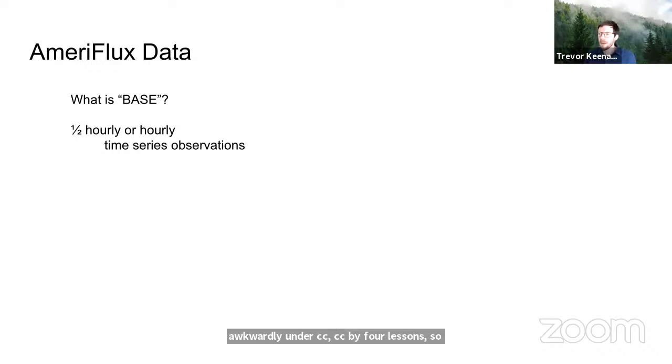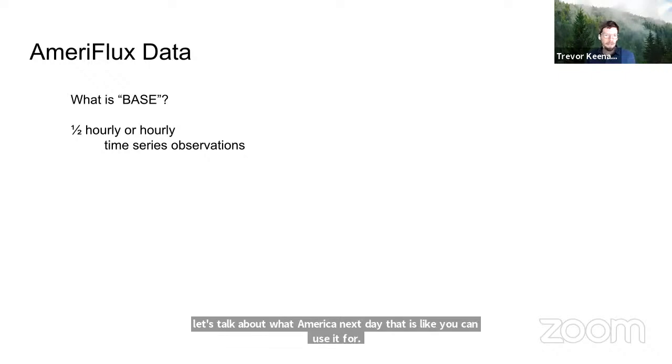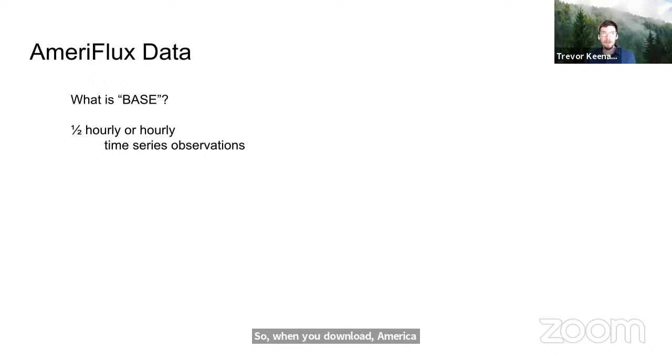So now that we know the data use policy and what you need to do when you're using the data in terms of giving appropriate credit and following the data use policy correctly, let's talk about what AmeriFlux data is and what you can use it for. So when you download AmeriFlux data, you have the option of various different files, right? The primary file is what we call base. And so what is base?